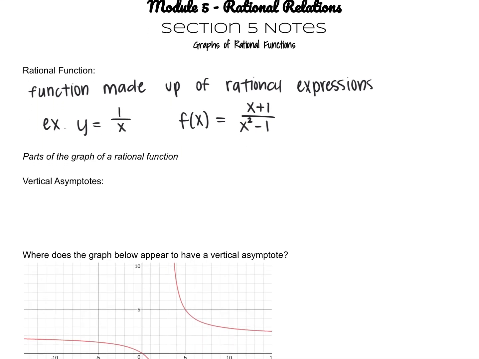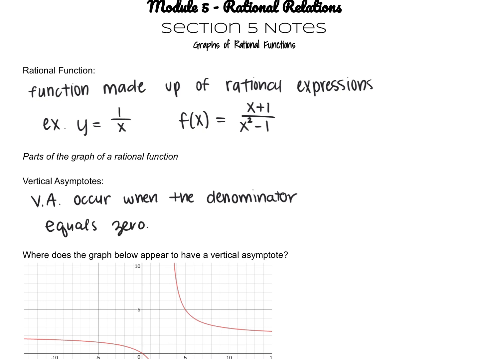For a rational function, there are some very key important parts. The first one being a vertical asymptote. And I'm going to abbreviate those VA. So vertical asymptotes occur when the denominator equals 0. Just like when we were determining when our rational expression was undefined, or the values we couldn't plug in for the domain, that's exactly what a vertical asymptote is. It's the value or values that are excluded from the domain.